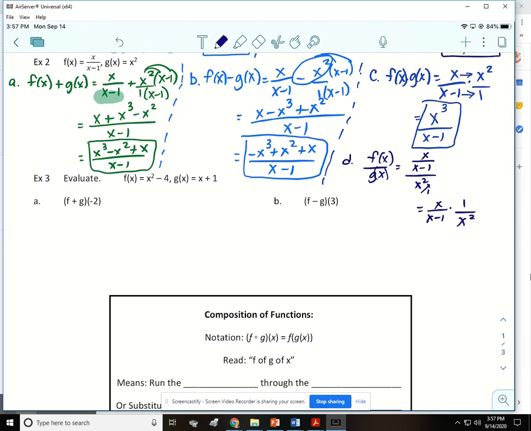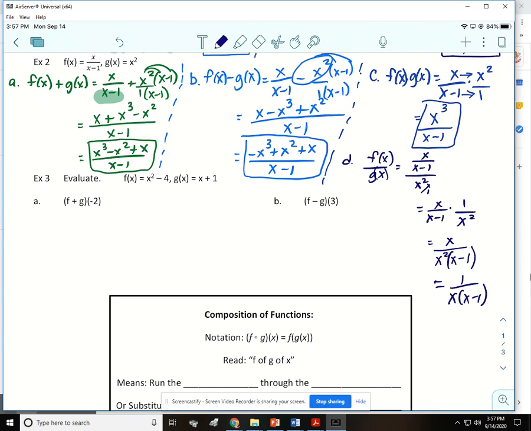All right, so now I'm going to multiply across the top, multiply across the bottom. I'm not going to distribute quite yet. All right, and then because I have an x on the top and an x squared on the bottom, I can reduce those by an x. And you're left with 1 over x times x minus 1.